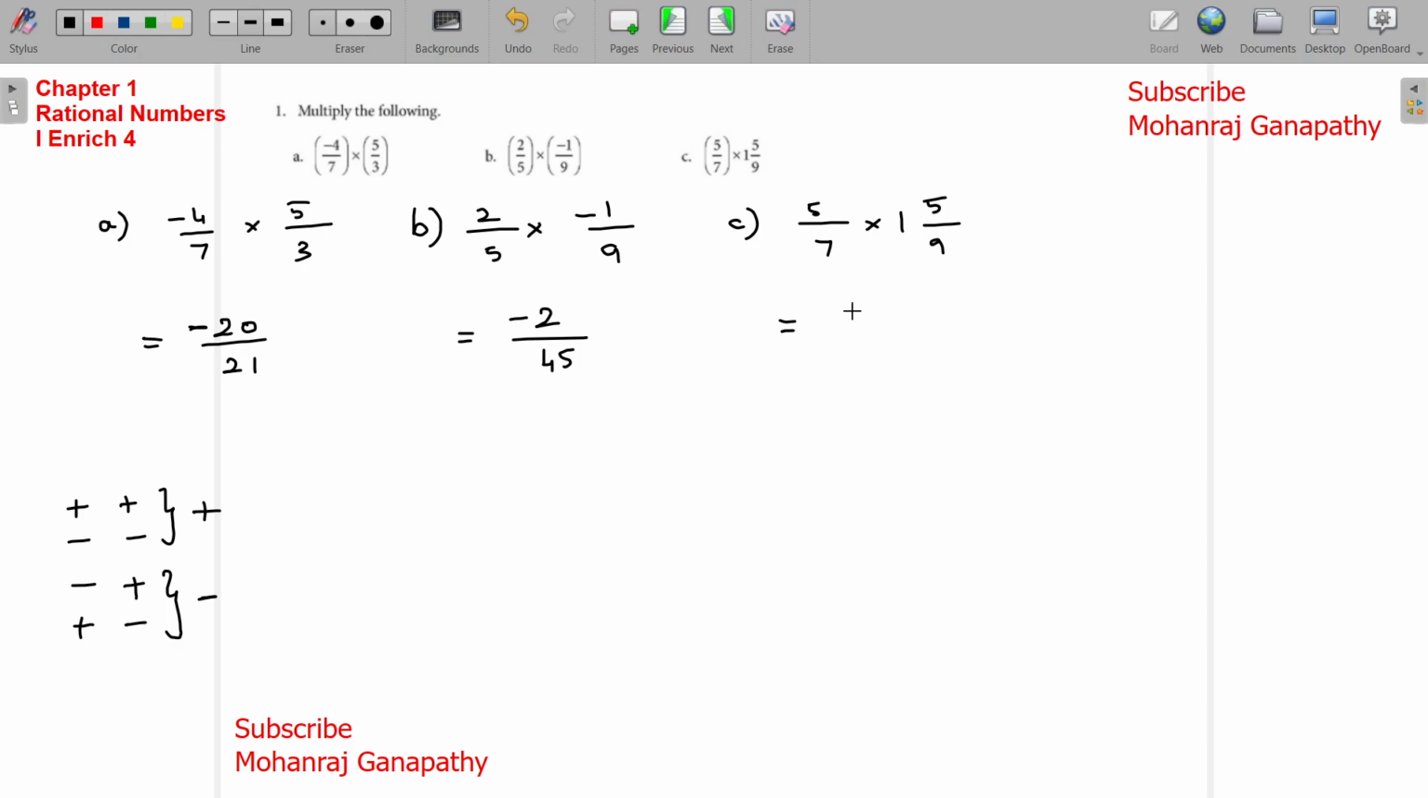Convert the mixed fraction into an improper fraction. 5 by 7 into, 9 into 1 is 9, 9 plus 5, 14, so 14 by 5, and 14 by 9. Is there anything common to cancel? Yes, we can cancel 7 and 14. 1 7 is 7, 2 7s are 14. So now 5 into 2 is 10 by 1 into 9 is 9.